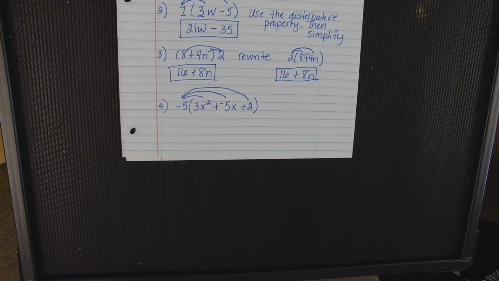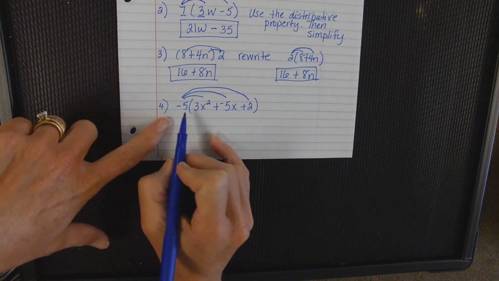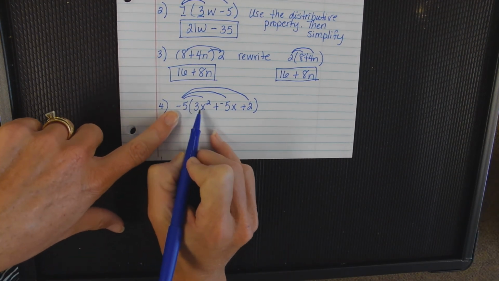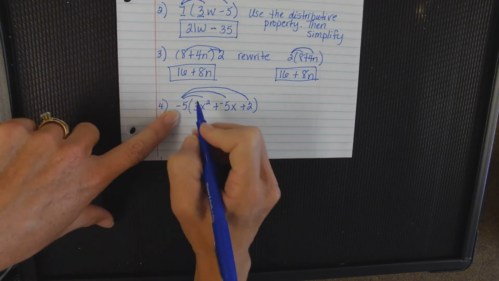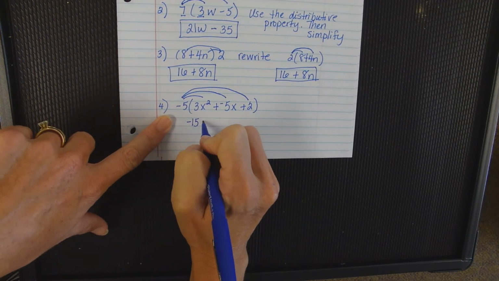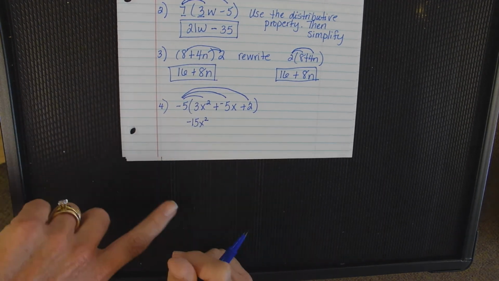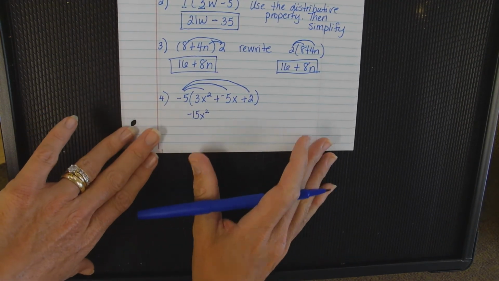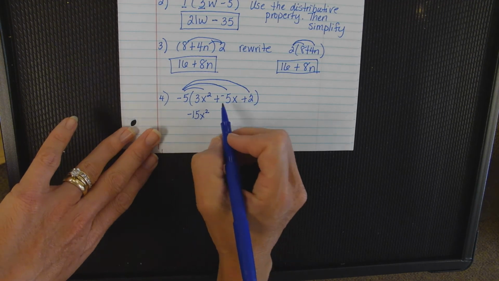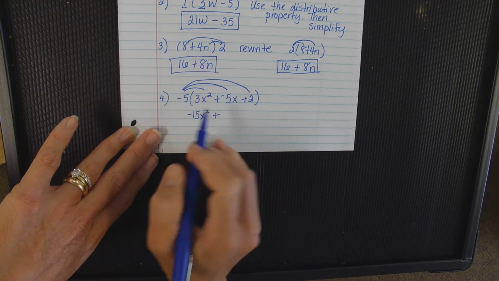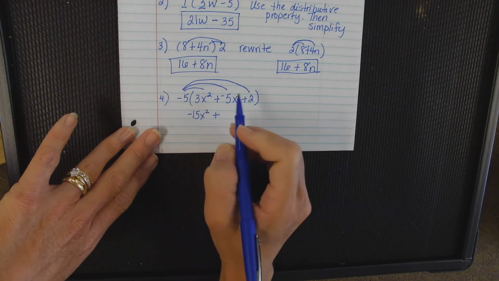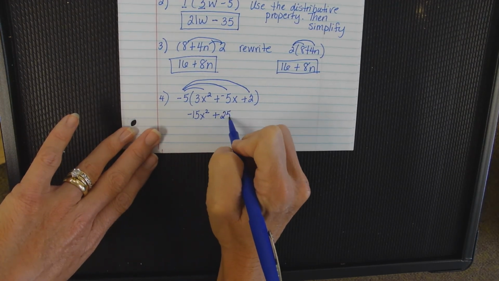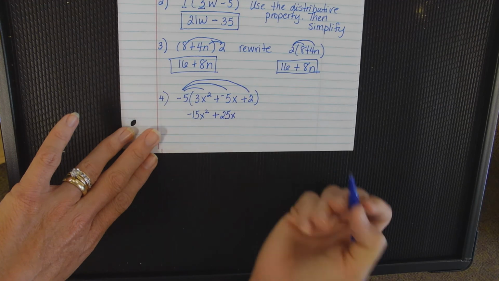No takers? Okay. -5 times 3x squared. -5 times 3 is -15. And I'm simply just going to write x squared. What's -5 times -5? Positive 25. Watch your negatives there. And you just write x.